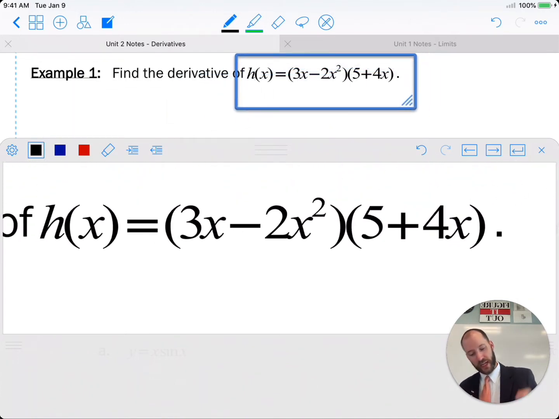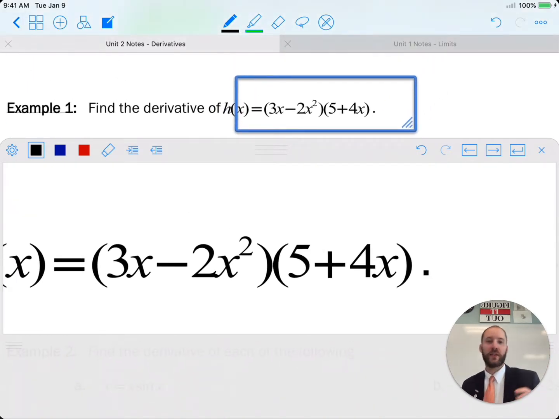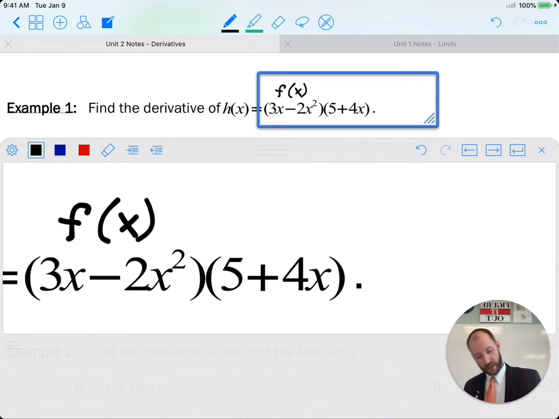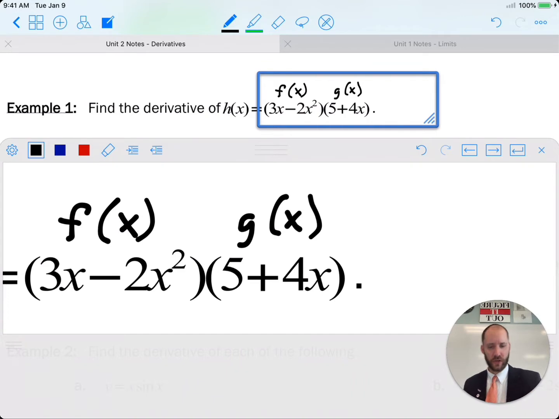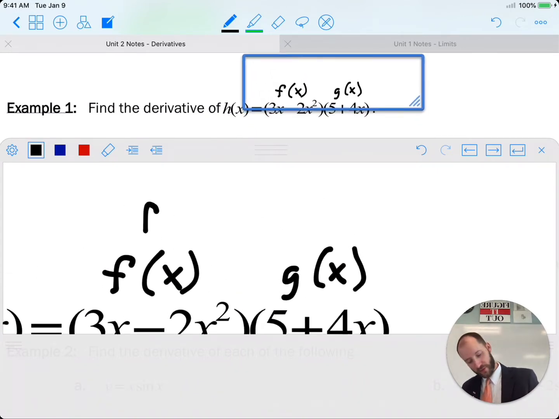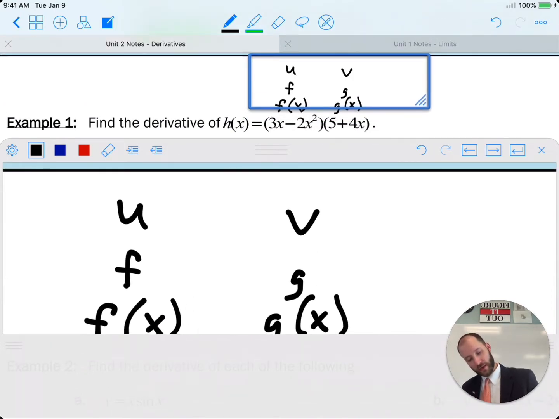So here we have h of x is quantity 3x minus 2x squared times quantity 5 plus 4x. What I want to do first is identify the two functions being multiplied together. In this problem, it's pretty self-evident. The quantity 3x minus 2x squared, call that f of x. The quantity 5 plus 4x, call that g of x. And you will see different ways of denoting these. You may see instead just f and g. One thing I remember from my Calculus 2 course, the professor would use u and v because they look so different, so they're very easy to distinguish.